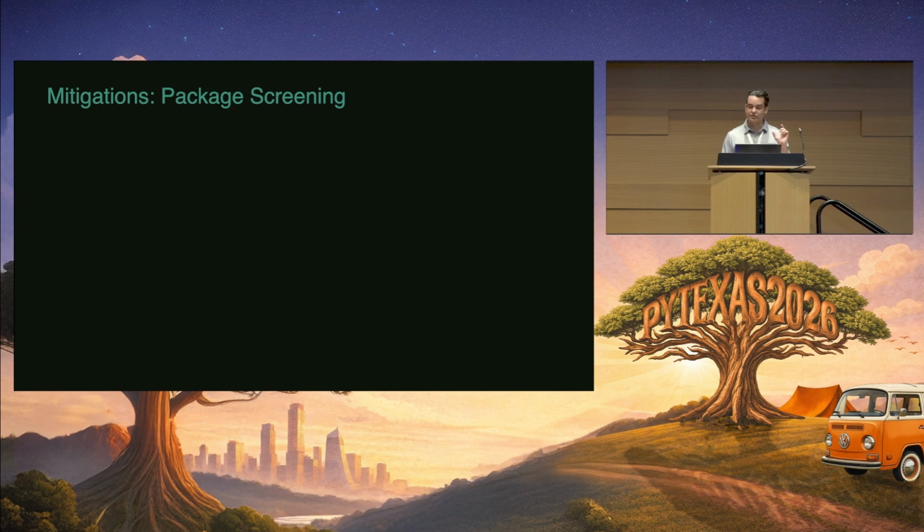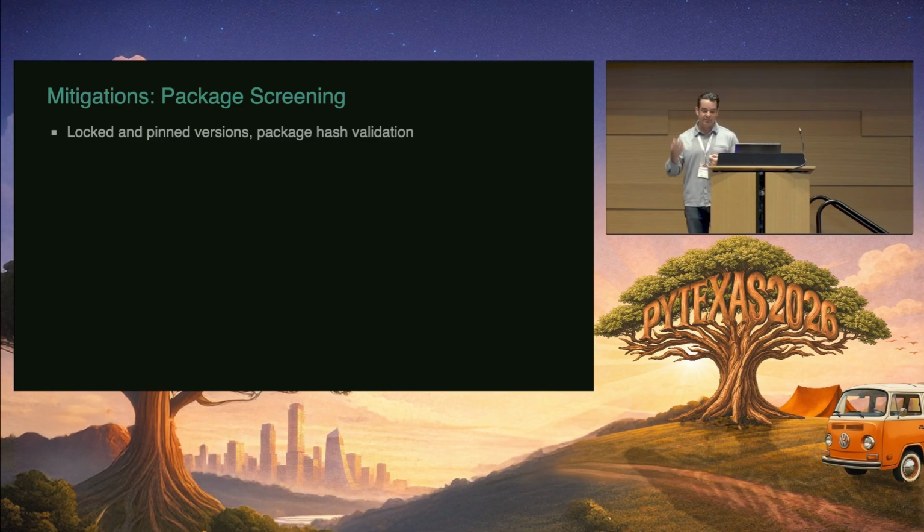Now, there's many ways we can screen our packages. One of the most basic approaches is to use lock files with pinned requirements. If you do not use pinned requirements and someone tries to install your package, or you install your package on another system, you never know what version of a dependency you will get. So pinning your requirements and pinning all of your dependencies, not just your primary dependencies, but your transitive dependencies in a lock file is critical.